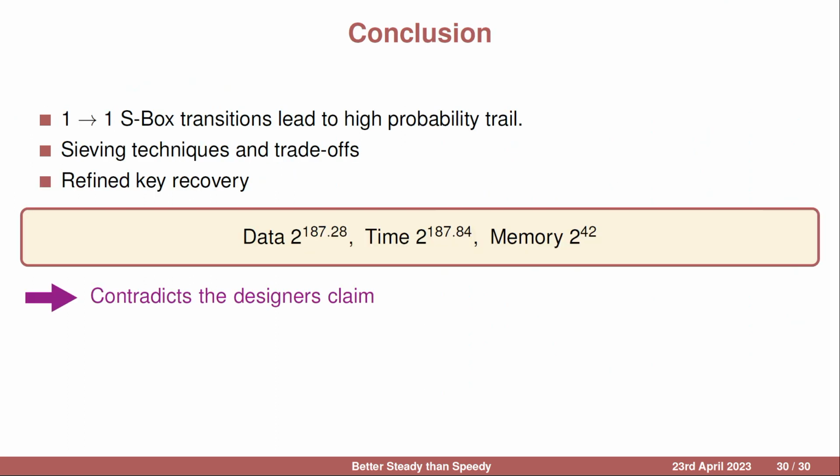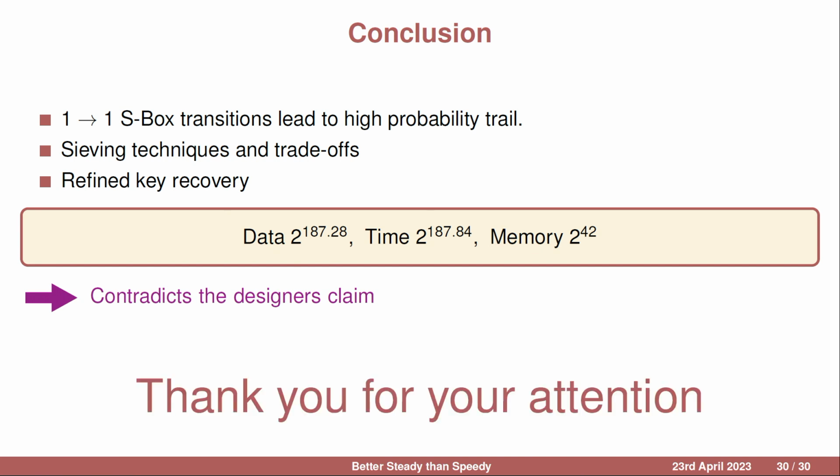So as a conclusion, even though differential attack is a pretty well-known type of cryptanalysis, if you are very careful at every step, you can build a very efficient attack. Here we use one-to-one S-box transitions, so we have a high probability trail. We used some sieving techniques and trade-offs, and the use of refined key recovery. So we managed to contradict the designers' claims. Thank you for your attention.